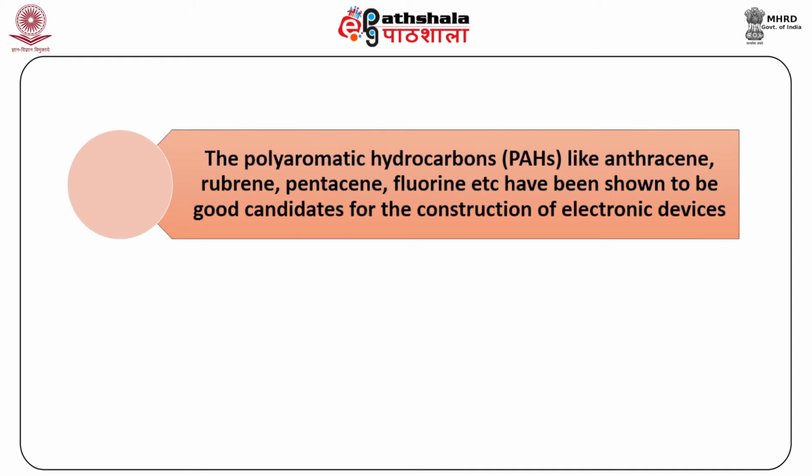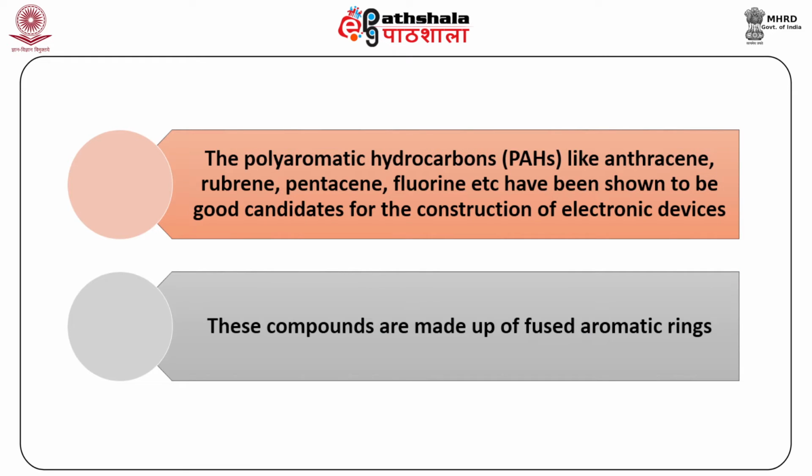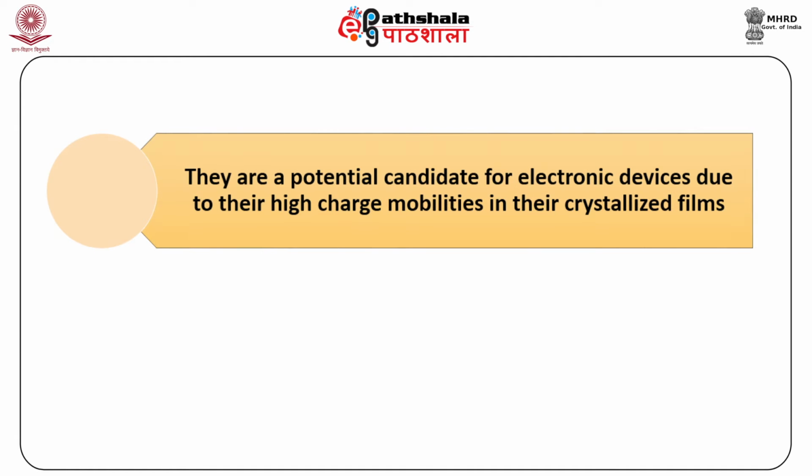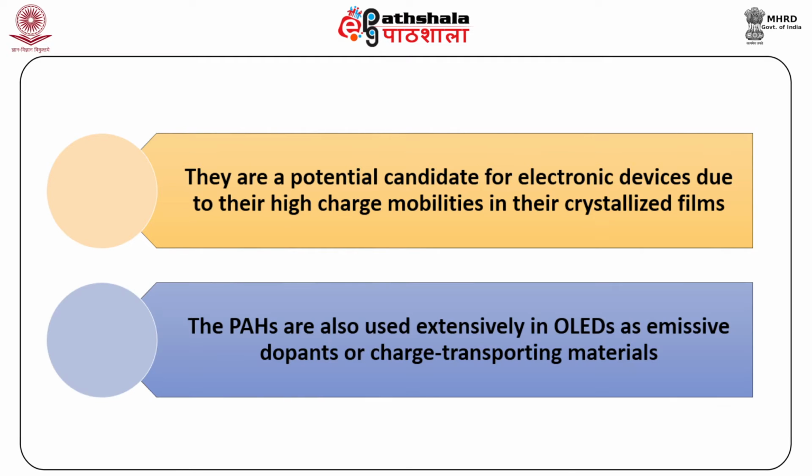The polyaromatic hydrocarbons like anthracene, rubrene, pentacene, fluorene, etc. have been shown to be good candidates for the construction of electronic devices. These compounds are made up of fused aromatic rings. They are potential candidates for electronic devices due to their high charge mobilities in the crystallized films. The polyaromatic hydrocarbons are also used extensively in OLEDs as emissive dopants or charge transporting materials.